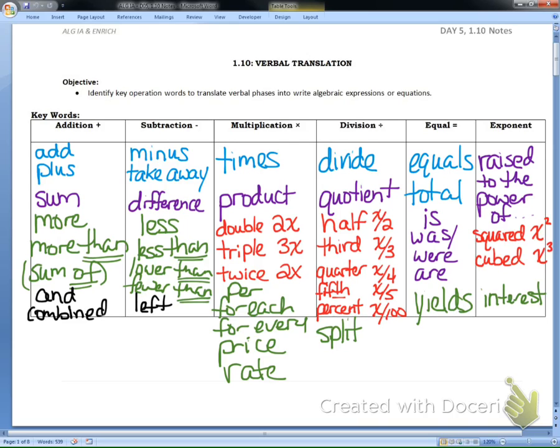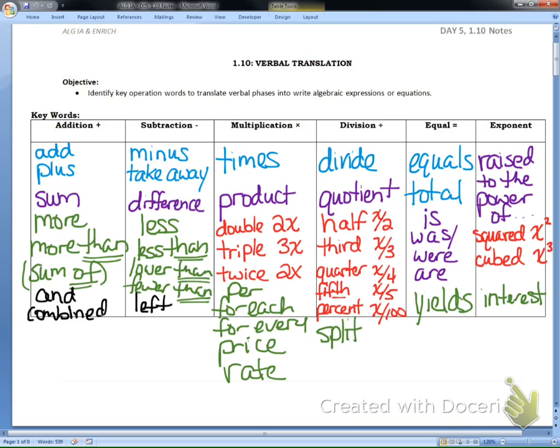And for exponents, there's a formula with exponents for the word interest, so you know if you have a story problem that talks about interest, you're going to have an exponent somewhere in the problem.